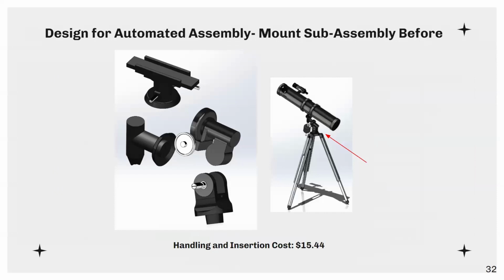For design for automated assembly, we chose the mount subassembly. We know that this subassembly would technically be too large to perform this operation, although it was the only subassembly within our telescope that we could feasibly perform this on. We estimated the handling and insertion costs to be 15.44 cents.